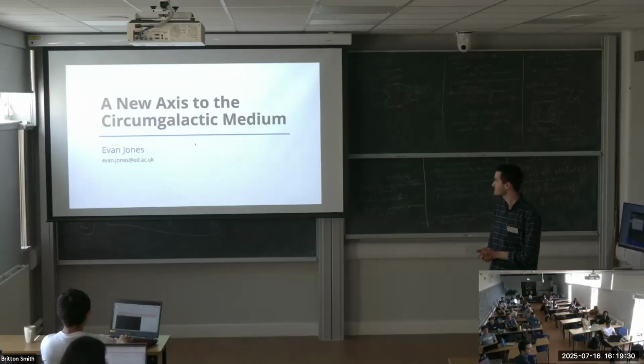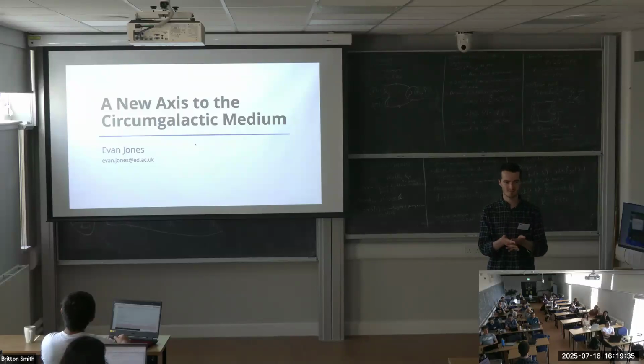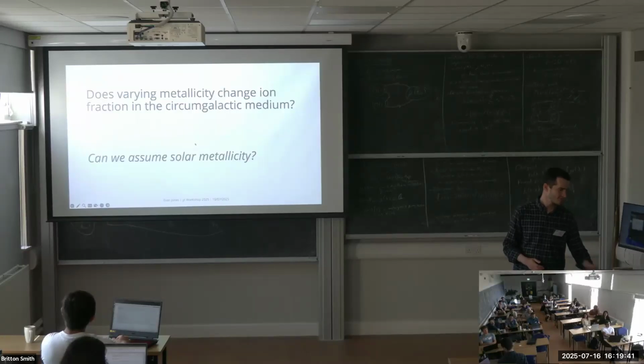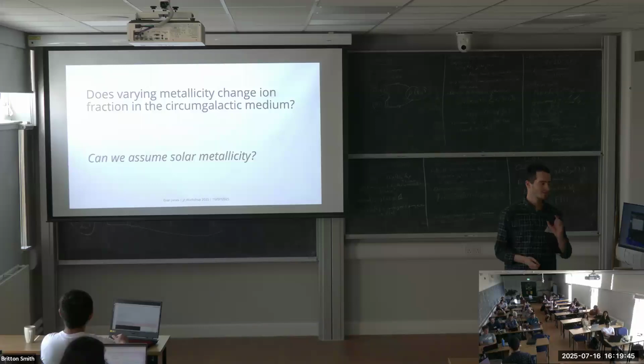My name's Evan. I'm going to be talking about some work I did for my master's project, which is here in Edinburgh with Britain. It basically boils down to answering this question of does varying metallicity change the ion fraction in the circumgalactic medium? Which basically boils down to another question of is it okay just to assume solar metallicity things?